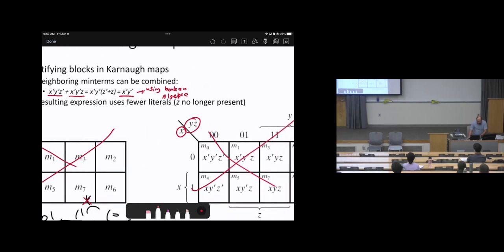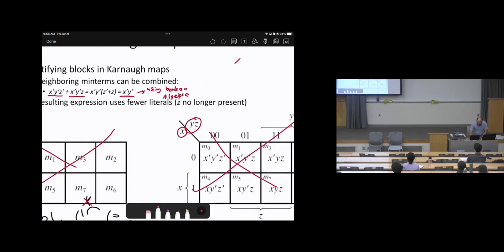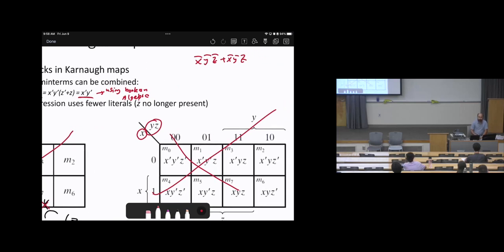How do we do this? Look at the variables. So here it's X bar, Y bar, Z bar, plus X bar, Y bar, Z. So you need to determine what's the corresponding minterms in each one. We know how to determine the minterms. Basically, this is 0, 0, 0. This is 0, 0, 1. This is equivalent to M0. This is equivalent to M1. Here is F. Therefore, F will be the sum of minterms of 0 and 1.